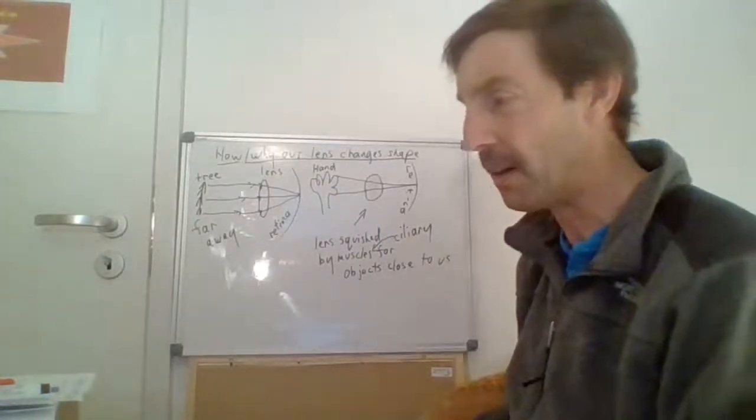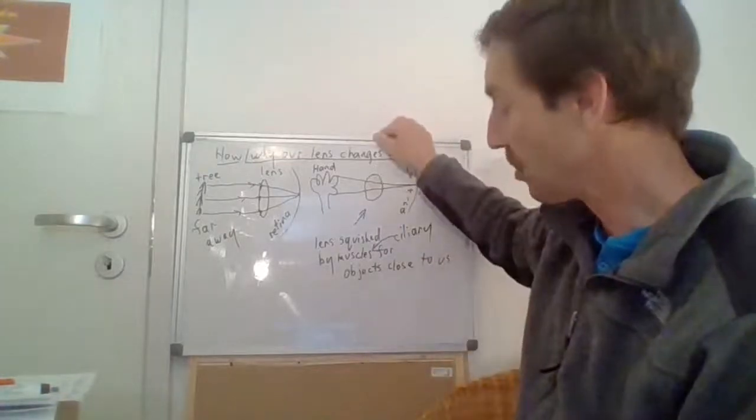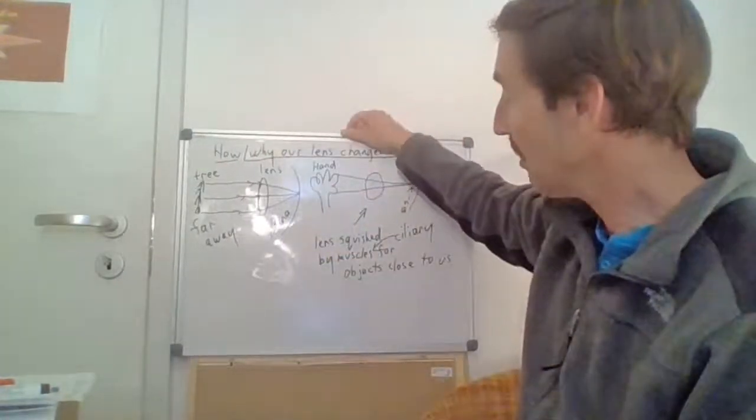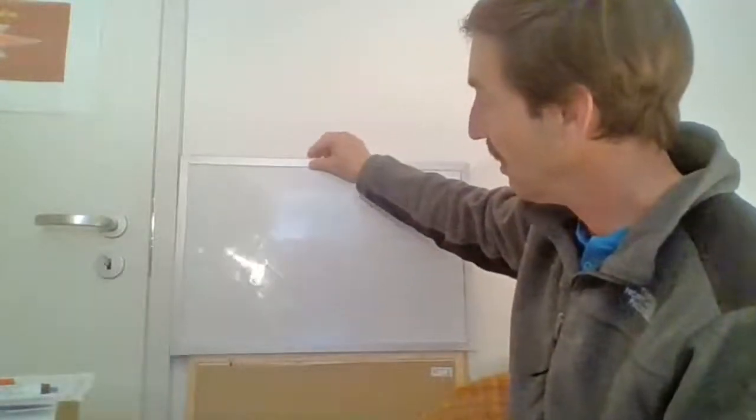And now let's talk about eye problems. Okay. Things that can go wrong. So I'm going to change boards, right? Because you guys are so important, I've got two whiteboards. Isn't that great?